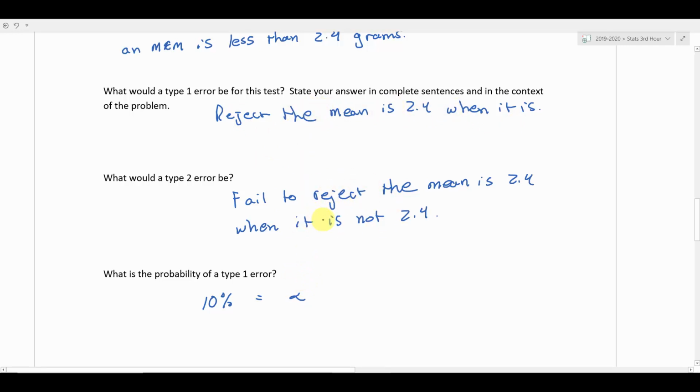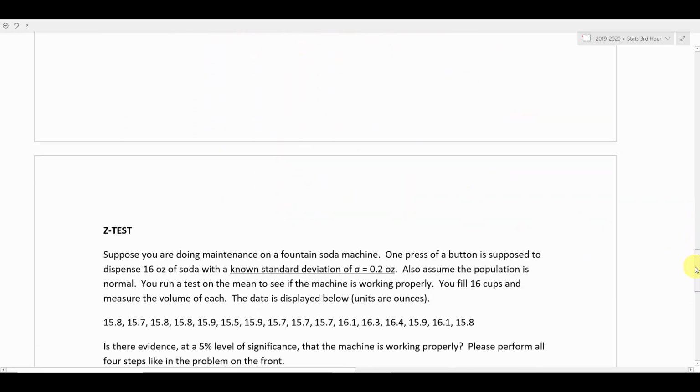All right, last thing I'm going to show you today, I'm going to show you a z-test, but I'm going to do this completely on the calculator, or at least as much of it as I can do on the calculator, so you can see how quick one of these tests can really go. All right, so let's read through the problem.